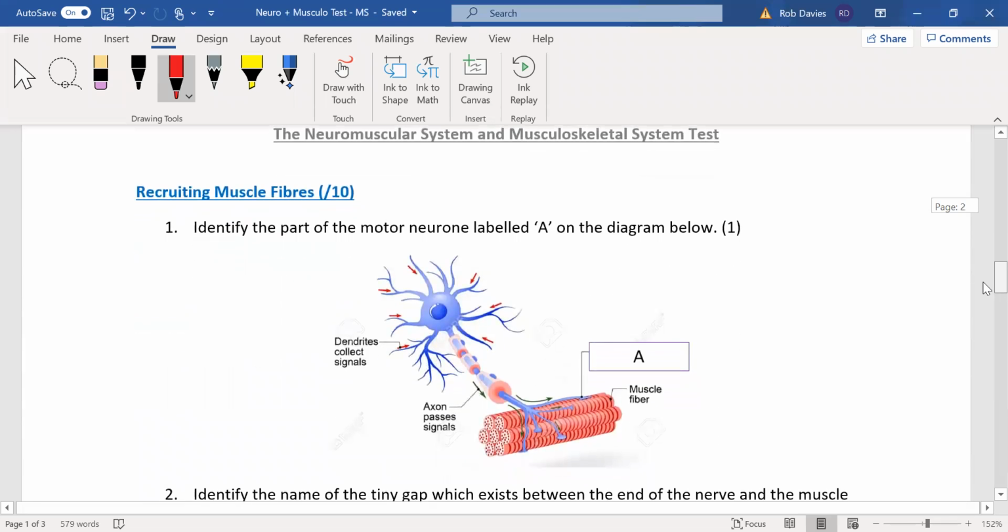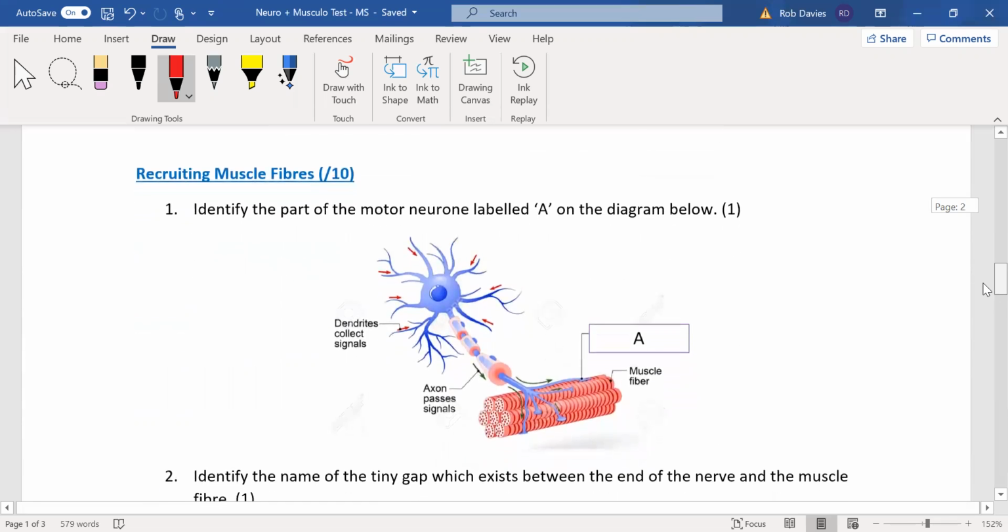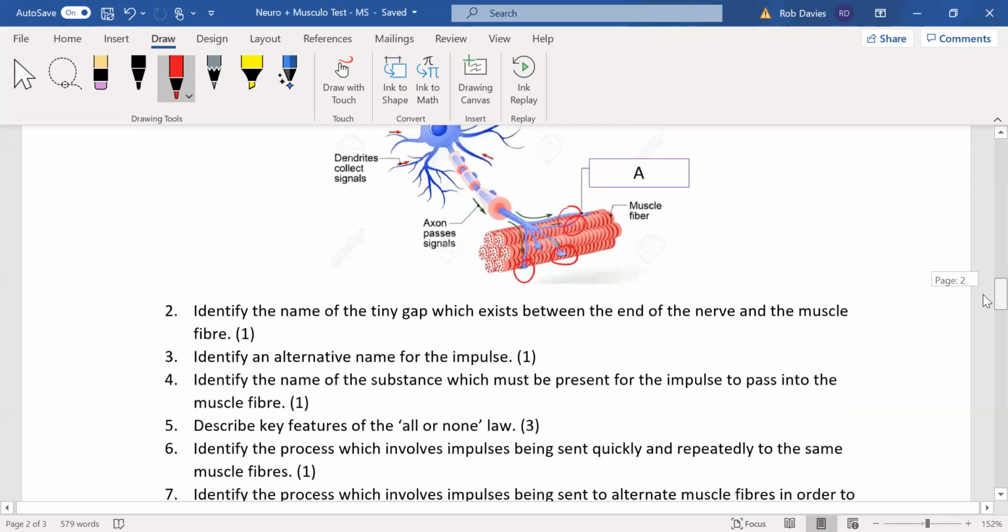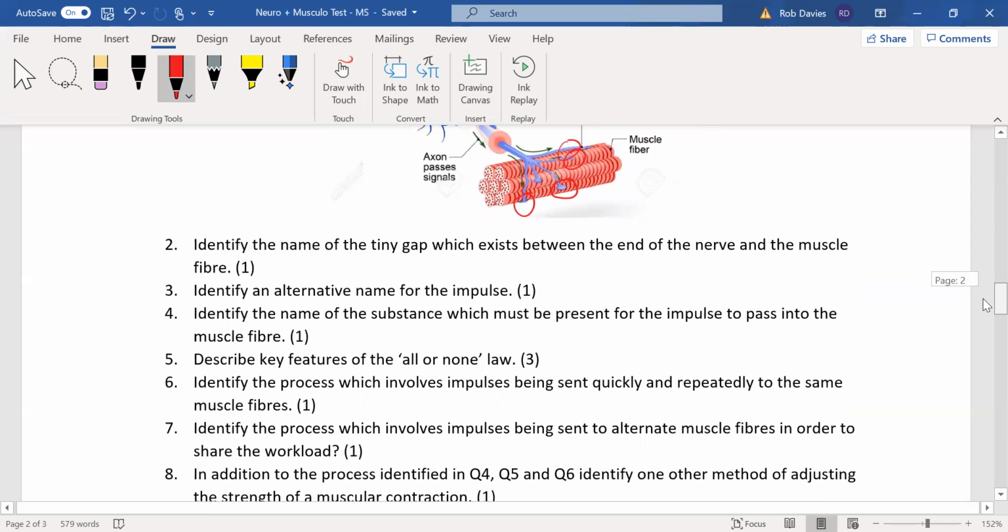Moving on. So we then moved on to looking at recruiting muscle fibers. So the part of the motor neuron labeled A on the diagram, a couple of different names. You could have had motor end plate or the neuromuscular junction, but it's those kind of weird feet-like parts of the motor neuron. So the motor end plate or the neuromuscular junction. Number 2, the name of the tiny gap which exists between the end of the nerve and the muscle fiber. And that is the synaptic cleft.